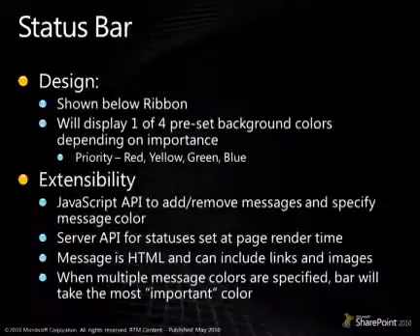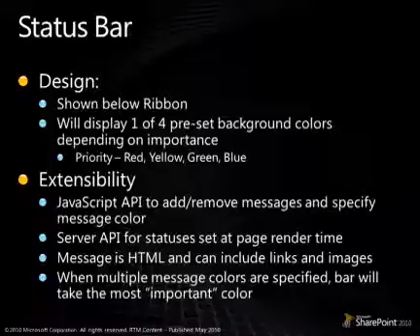As mentioned in a previous slide, status bar is aimed to be used for persistent information. Status bar is located just below the ribbon in the user interface. There are 4 different preset background colors available for the messages, which also indicate the importance of the message. If you have 2 messages shown at the same time with 2 different importance levels, higher priority messages will define the color to be used.